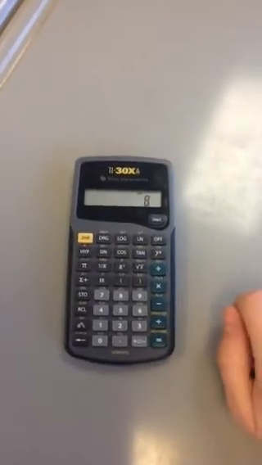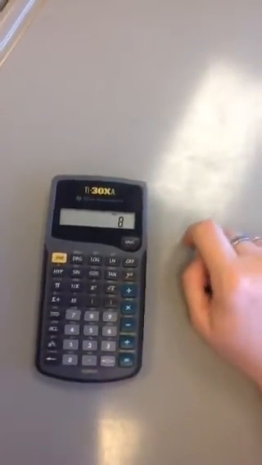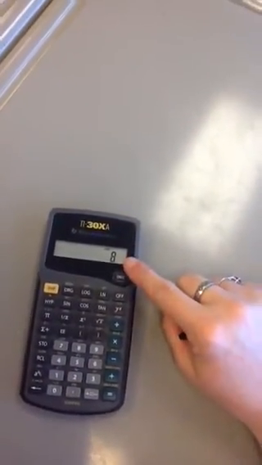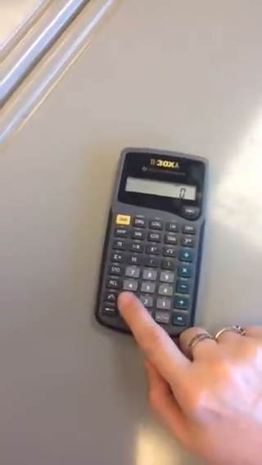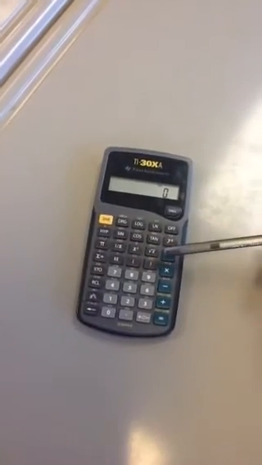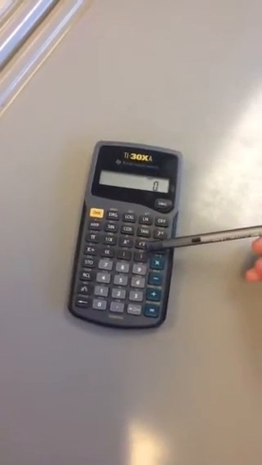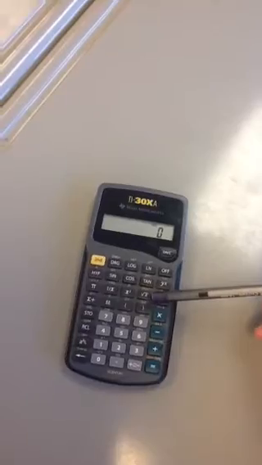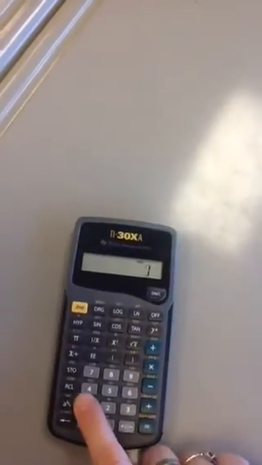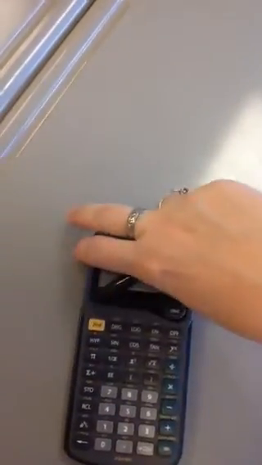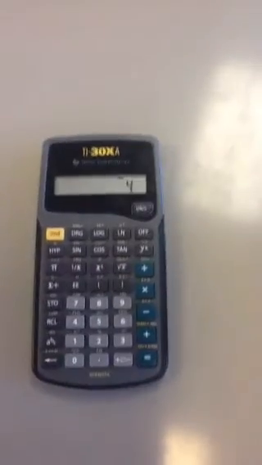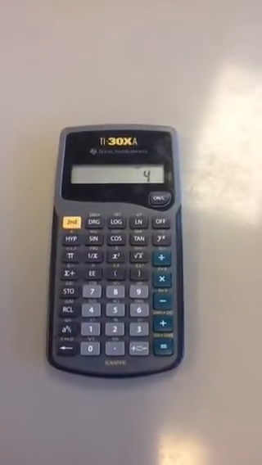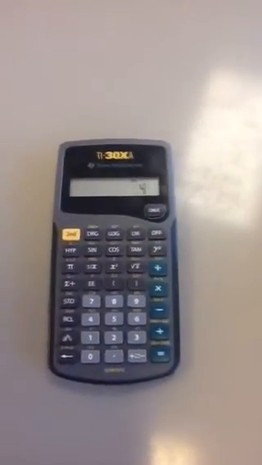Now, let's say you have to find the square root of a number. So the square root of a number works kind of the same way. And let's say I need the square root of 16. So right here beside the division sign is my square root symbol. So if I need to know the square root of 16, I'm going to hit that, and that's going to give me 4.